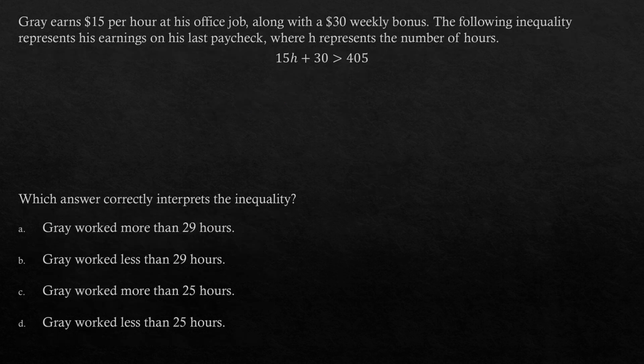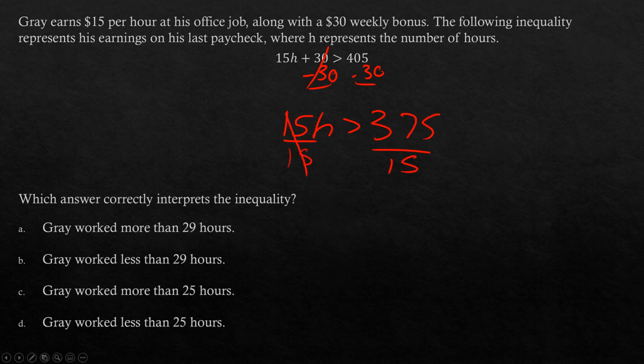Again, here's the same type of problem where I don't really care about solving this inequality because I know the answer is actually, sorry, I do care. I didn't notice that these were different. So let's subtract this really quick. 15h is greater than 405 minus 30, which is 375, divided by 15. So if I have 375 divided by 15, this gives me h is greater than 25. Perfect. So that means both of those are out because I have 25.